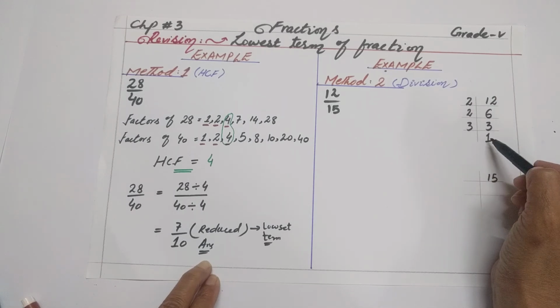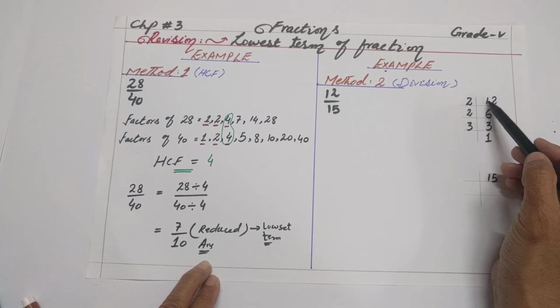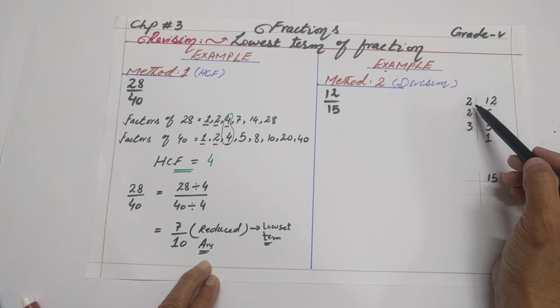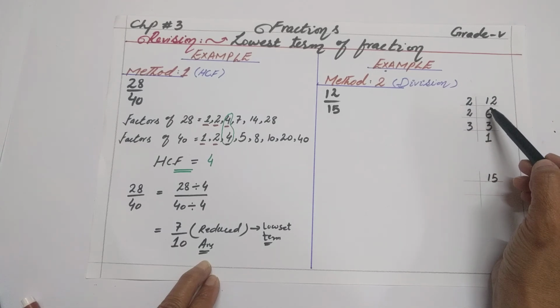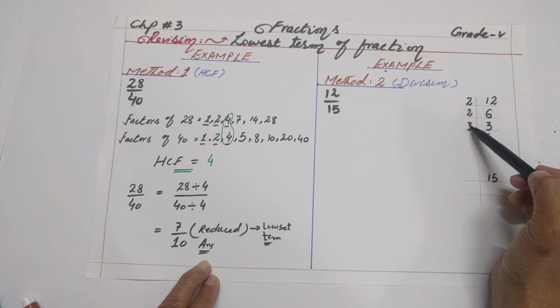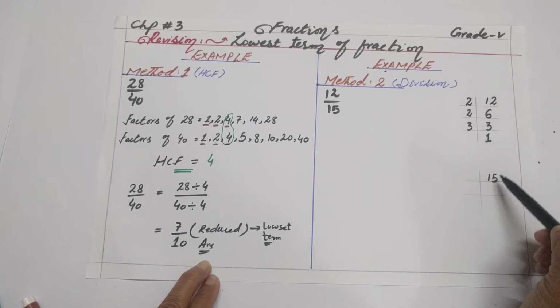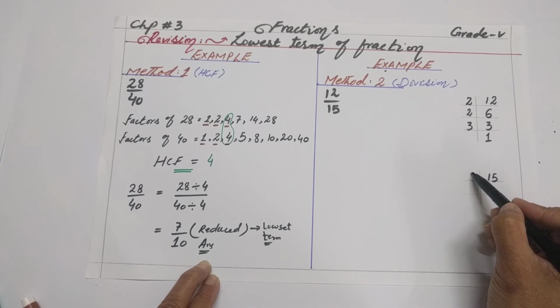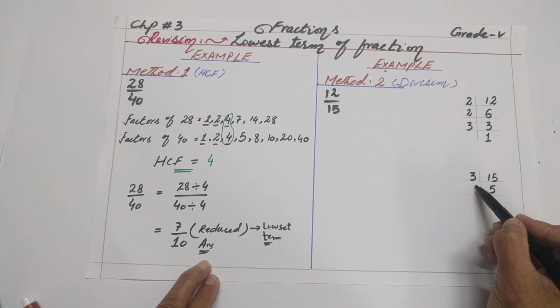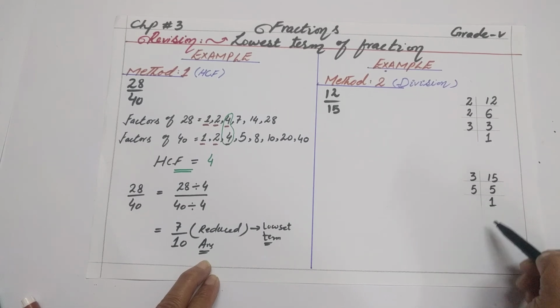And you should know about this division method because you have already learnt about this division method in the class. To find the prime factors of any number, you have to use the prime numbers. So you will try to start by the smallest prime number, that is 2. Yes, 12 is divisible by 2. 6 is also divisible by 2, but 3 is itself a prime number, so 3 is only divisible by 3. Now find the prime factors of 15. 15 is not divisible by 2, so we will move to the next prime number, that is 3. Yes, 15 is divisible by 3. 3 fives are 15 and 5 ones are 5.